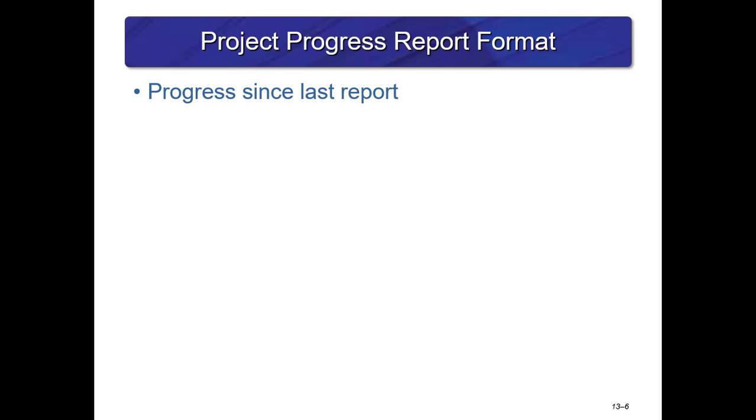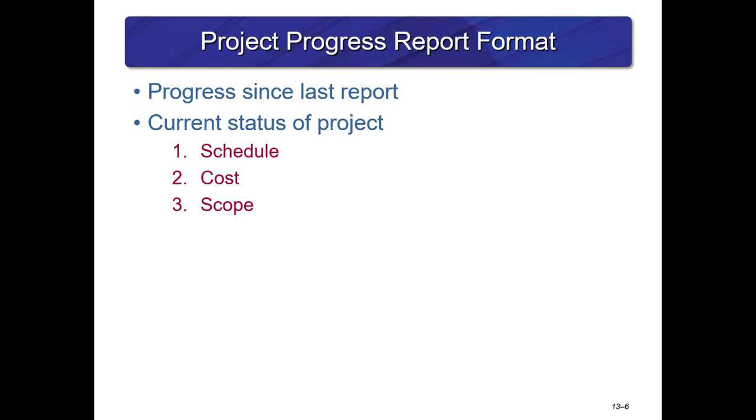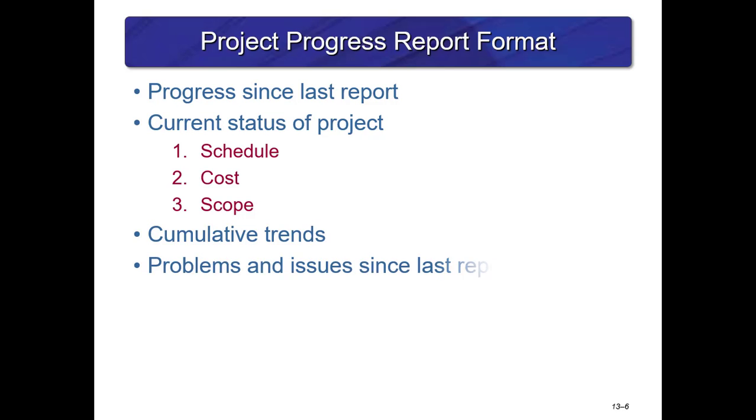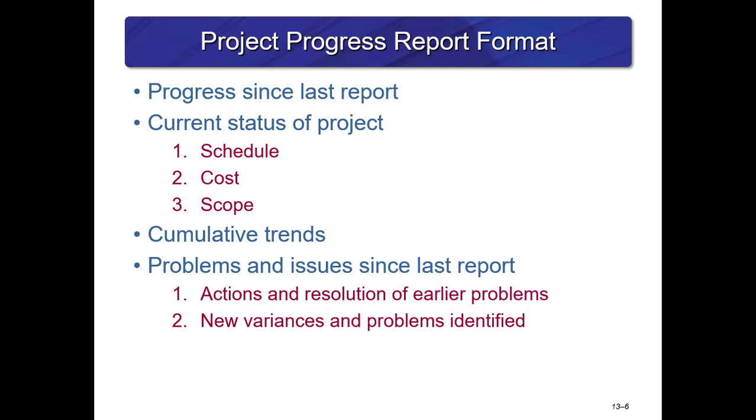So the format of the project progress report can include progress since the last report, the current status of schedule, cost, and scope, trends, problems and issues, actions and resolutions of earlier problems identified and resolved, and new variances and problems identified, and also the corrective action planned.